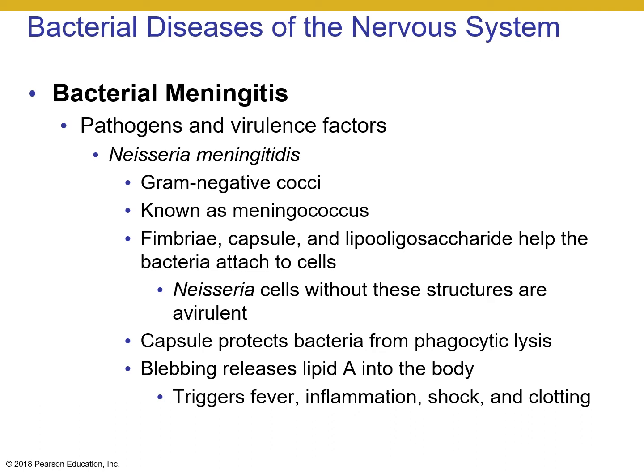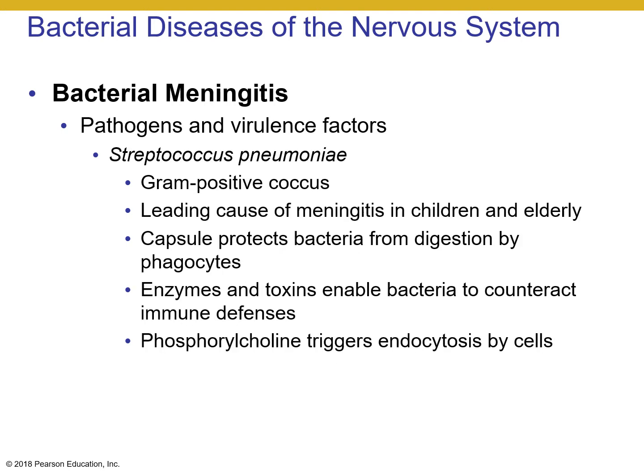So let's look at these. Neisseria meningitidis is a gram-negative coccus. Its virulence factors include fimbriae, a capsule, and a lipooligosaccharide. So when the cocci have these types of attachments, they can stick to the cell and they can trigger fever, inflammation, shock, and clotting.